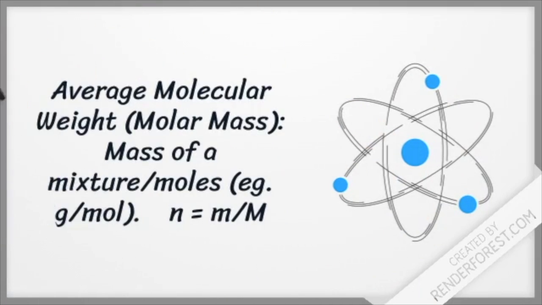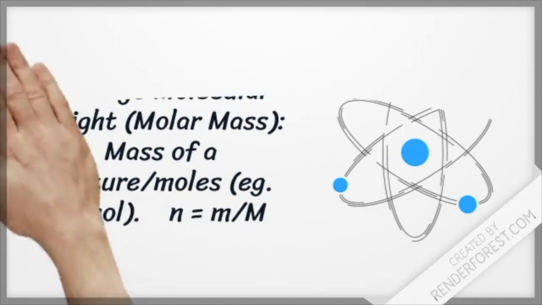Average molecular weight, or molar mass, is the mass of a mixture divided by the total moles in units of mass per moles, such as grams per mole. One common equation to relate the moles and mass using molar mass is moles, N, equals mass, little m, over molar mass, big M.